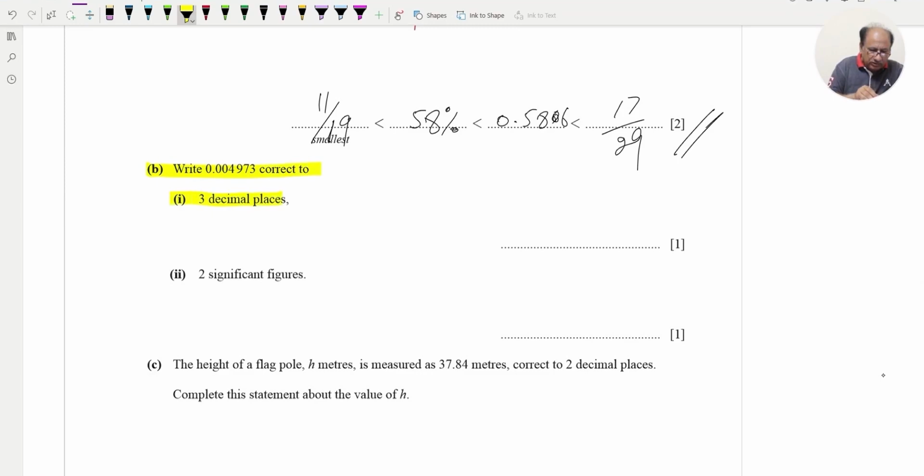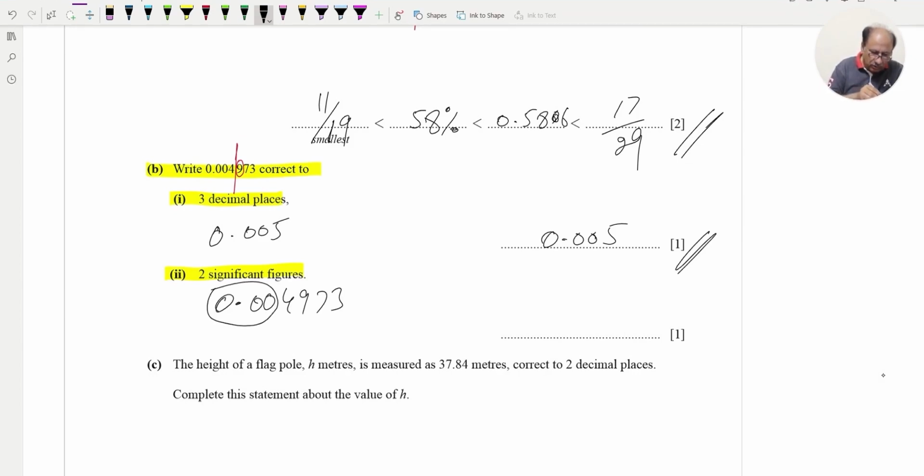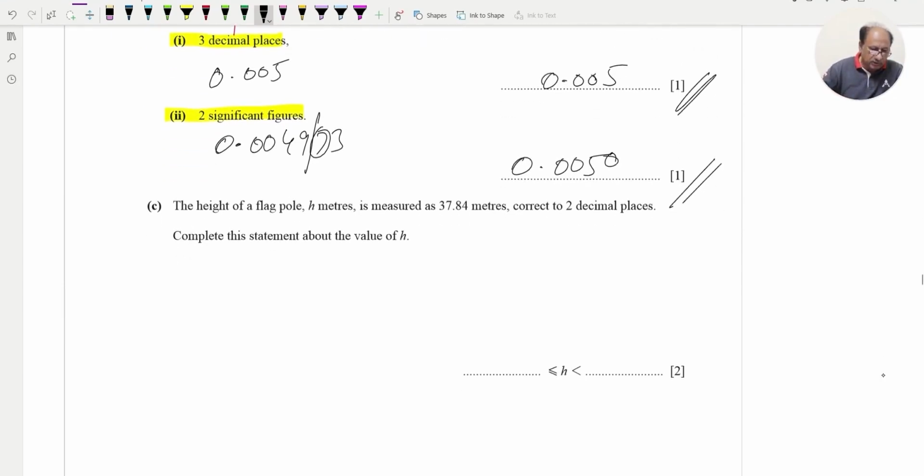Now part B, write this correct to 3 decimal places. 3 decimal places means we want to remove this, and if you check this 9, it is bigger than 5. If it is equal to or bigger than 5, then you increase the number, so 0.005 will be our final answer, rounded to 3 decimal places. This is a 1-mark question. Two significant figures: the number is 0.004973. The leading zeros are non-significant, so we take from here. This 7 is more than 5, so 49 will be rounded up to 50, so it will be 0.0050. This is a 1-mark question which we are done.